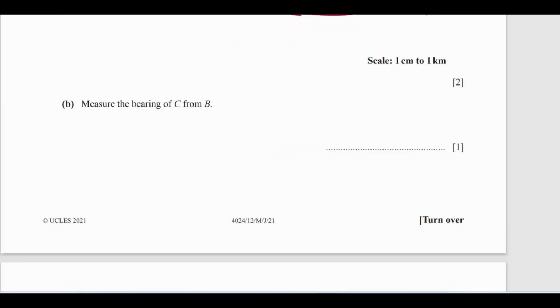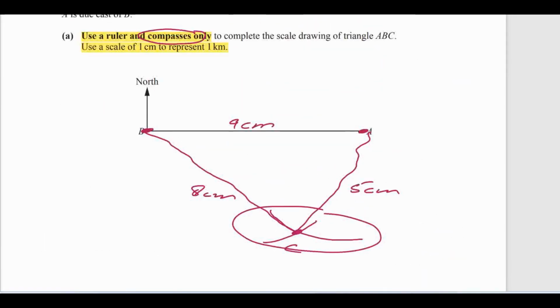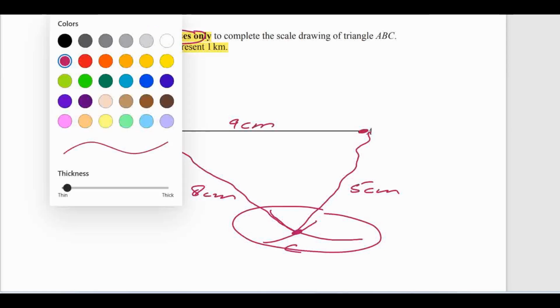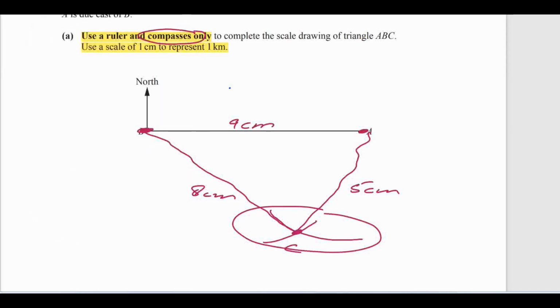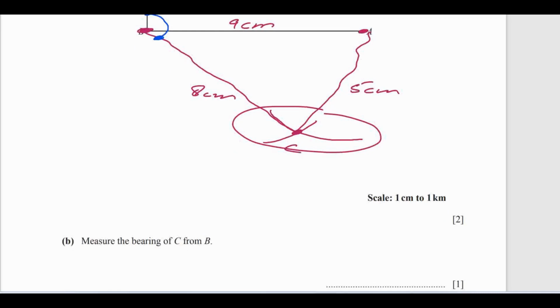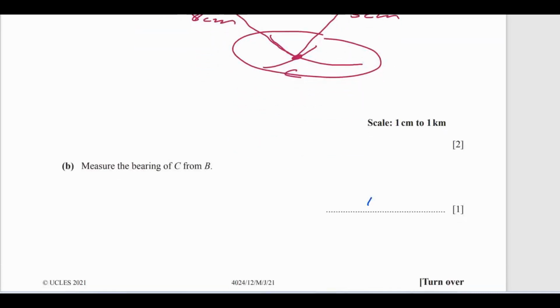Let's move on to the next one. Measure the bearing of C from B. Now C from B, what does it mean? From B means that at B you have to draw North, and the angle that will be your answer, the required angle, will be this complete one. You place D here and measure the whole angle. So this will be equal to 125 degrees.